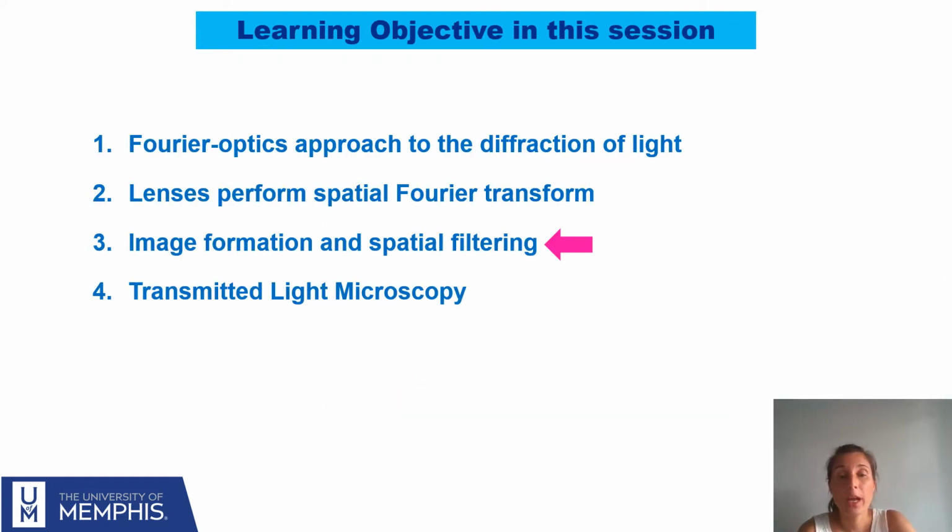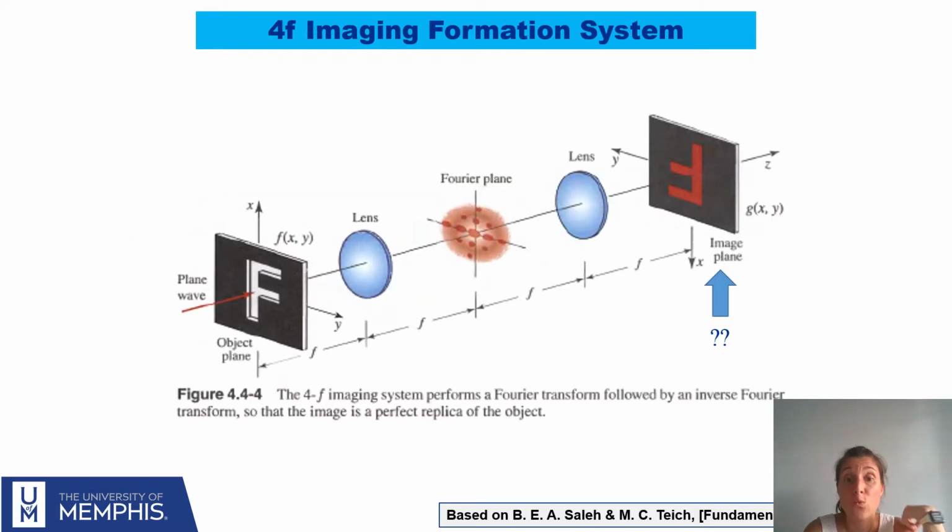Alright, so now that we have proved that lenses can make real Fourier transforms, let's talk about image formation and spatial filtering. Alright, so in a microscope, at the end of the day, what we have are two lenses, right?